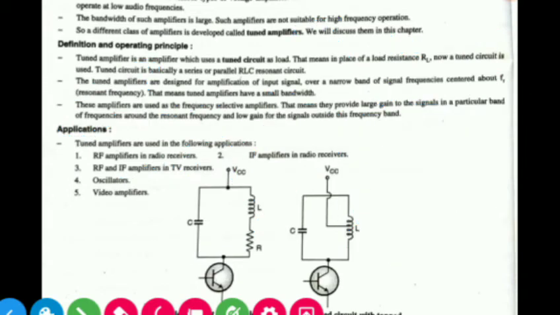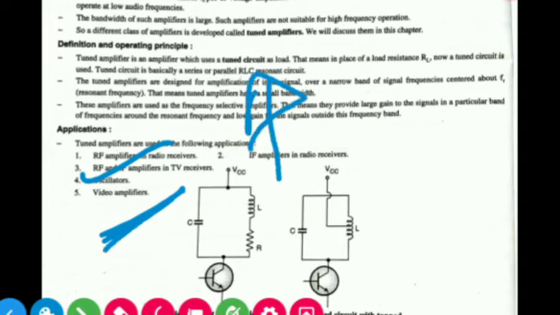This is called a tank circuit. This tank circuit is also part of the tuned amplifier, and it is used in oscillators. Another is the video amplifier. In a video amplifier, if we require amplification of high frequencies, this type of voltage amplifier is also used.